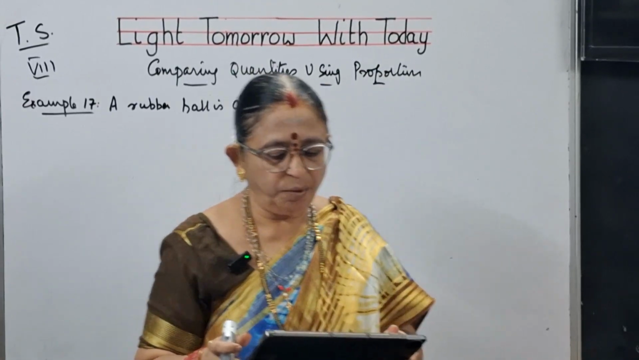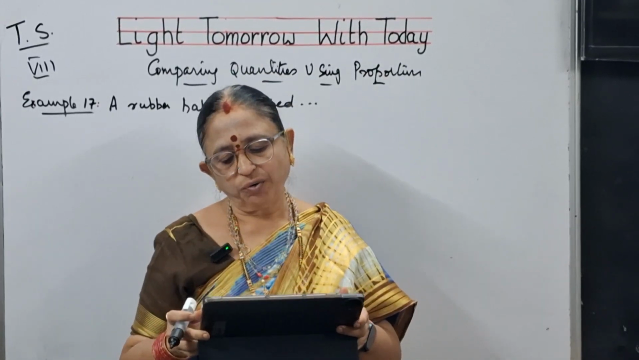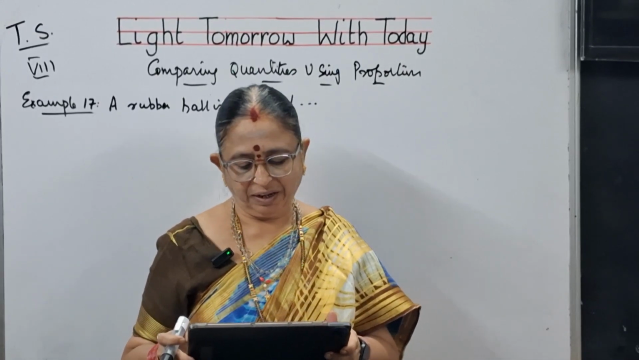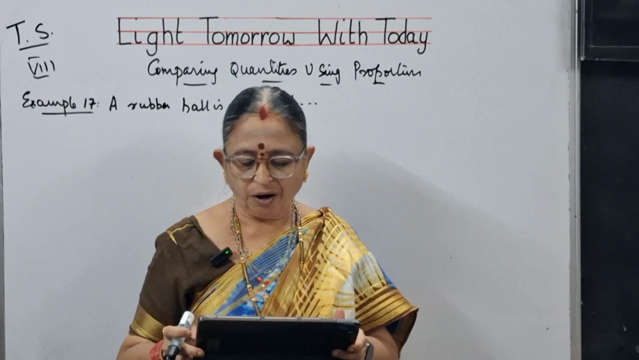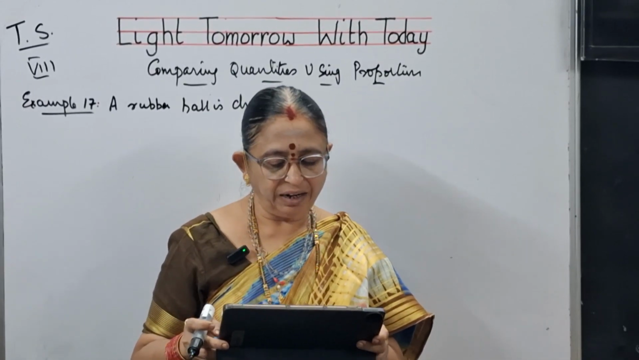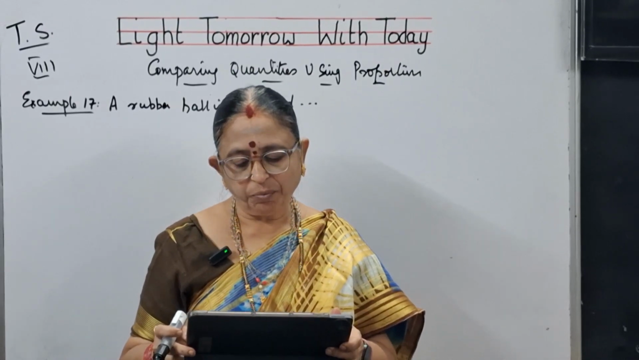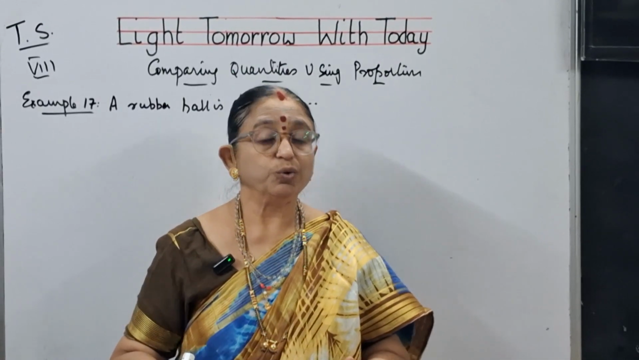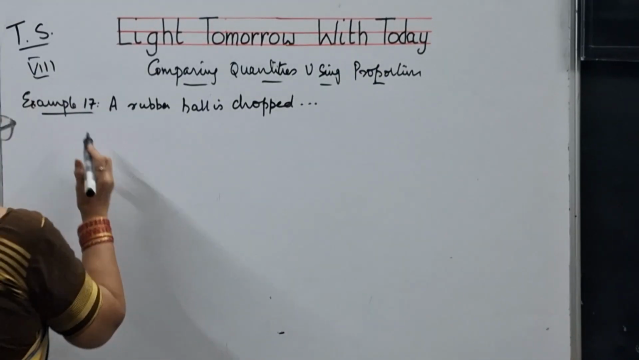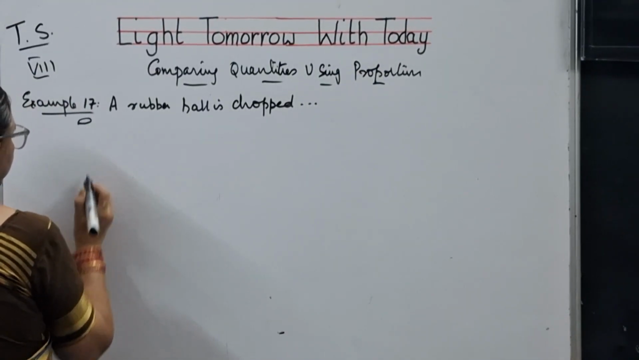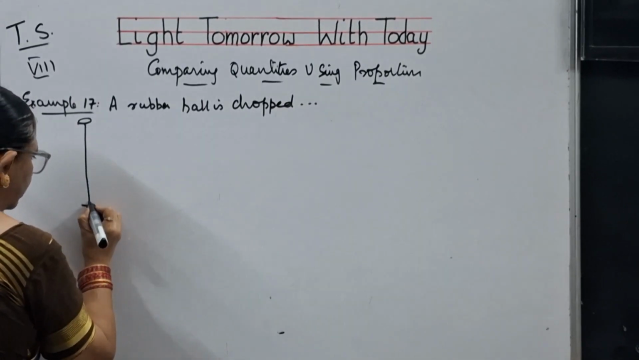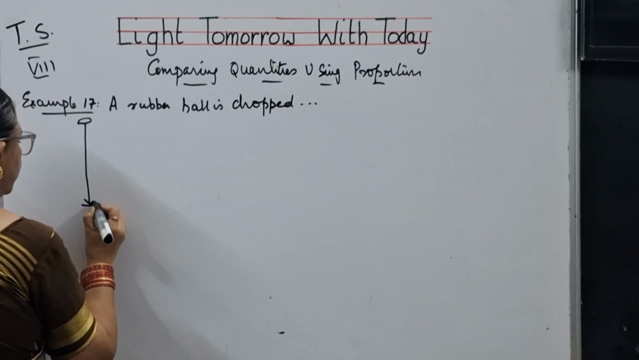A rubber ball is dropped from a certain height. It is found to rebound only 90% of its previous height. If it is dropped from the top of a 25 meters tall building, to what height would it rise after bouncing from the ground 2 times? So if you have a small figure, this is a ball. Let us say this is the ground. The ball has come to the ground and it got bounced back.